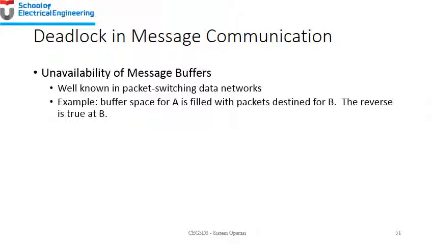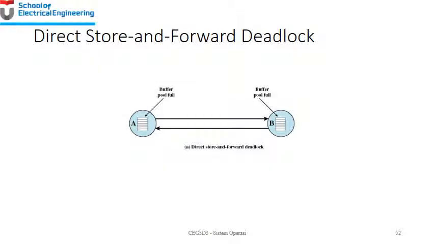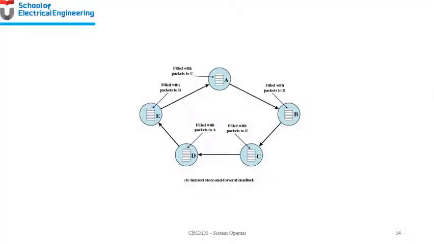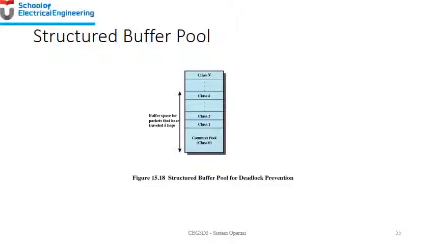When known in packets, buffer space. Unavailability of message buffer: for each node, the buffer to the adjacent node in one direction is full with packets destined for the next. This is the picture of indirect store-and-forward deadlock. This is the picture of prevention.